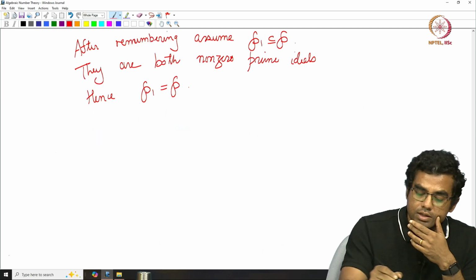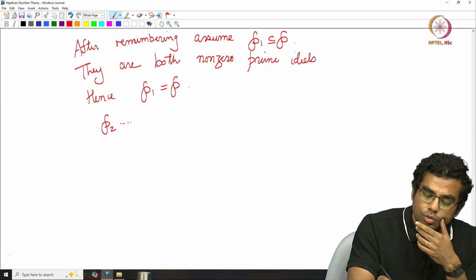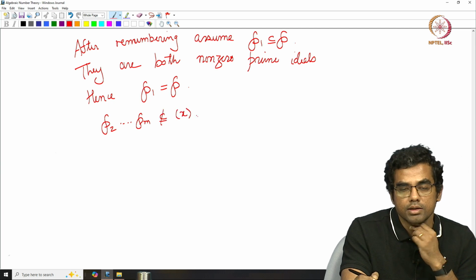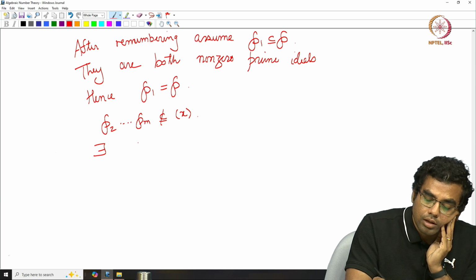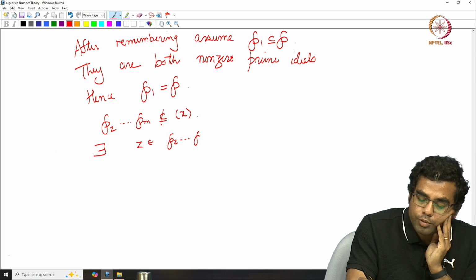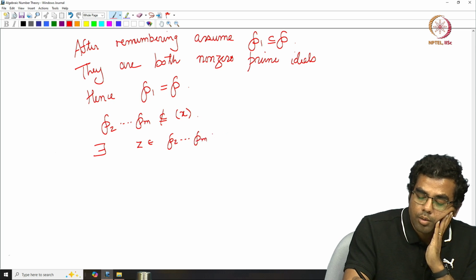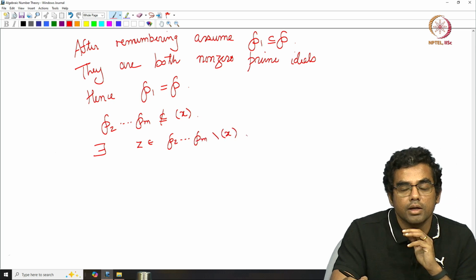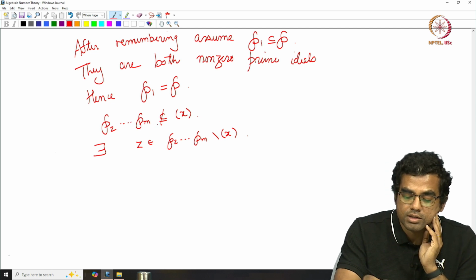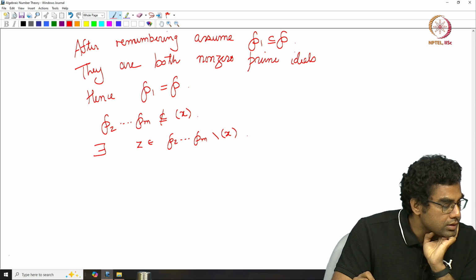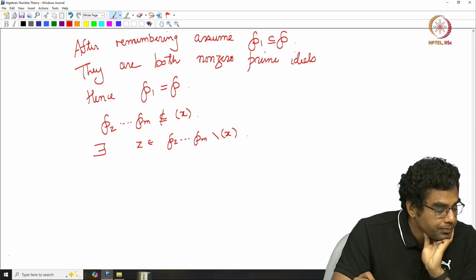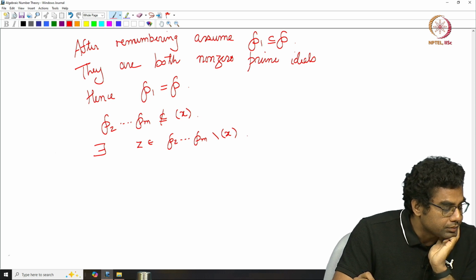Okay. What this means is that P2 up to Pm is not contained in the ideal generated by x, right. So, there exists z in P2 up to Pm, but not in x. Because this is not a subset of the ideal generated by x, I can always take this element.